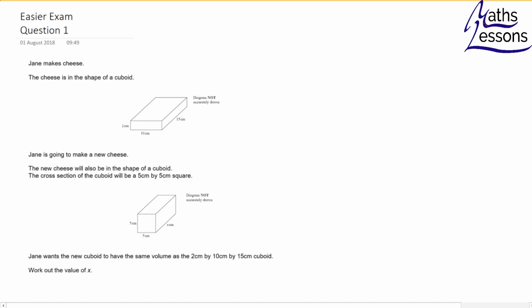Jane makes cheese. The cheese is in the shape of a cuboid. In case you can't see, this length here is 2, that length there is 10 centimeters, and that length there is 15 centimeters. She now wants to make cheese of 5 by 5 by x, and wants it to have the same volume as the previous one, the 2 by 10 by 15.